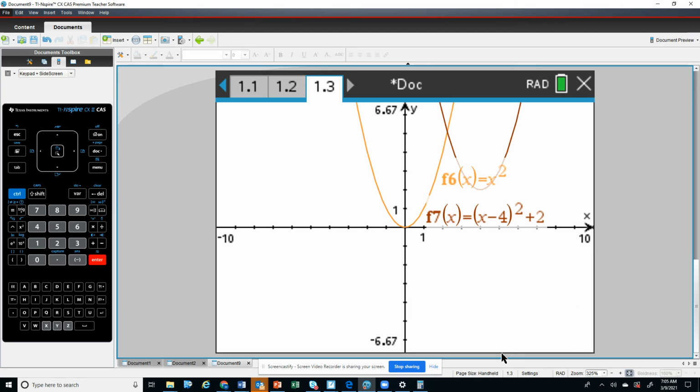Now, as you can see, this is the parent function, and this is the transformed equation right here. So x minus 4 means that the graph shifts 4 units to the right: 1, 2, 3, 4. And the plus 2 means that the graph went up 2 units: 1, 2. So just by looking at the equation, the vertex is going to be positive 4, 2. Remember, you change the sign for the negative 4. So that's the vertex right there.